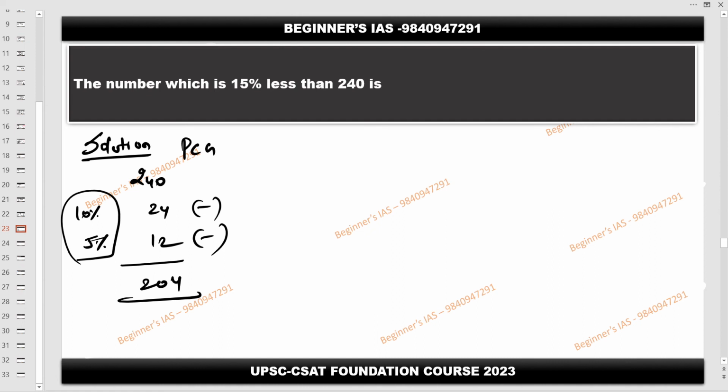This concept is called the PCG method. Very important method. Many institutions will not teach you this method. I will teach you. My previous students know that I have taught this PCG method in a lot of concepts. Profit and loss also I have done with this PCG method.